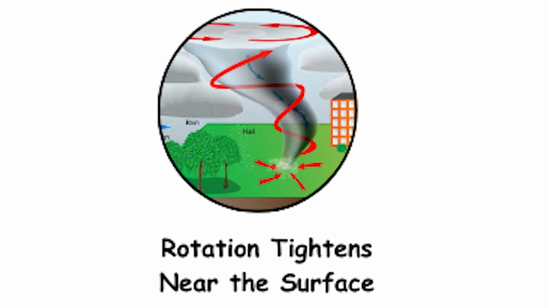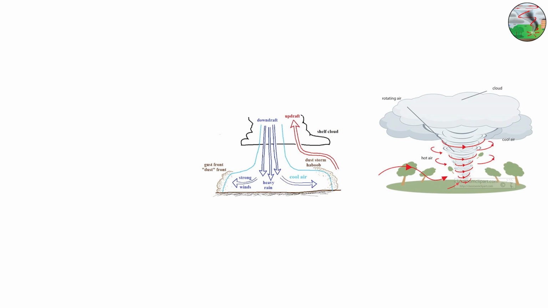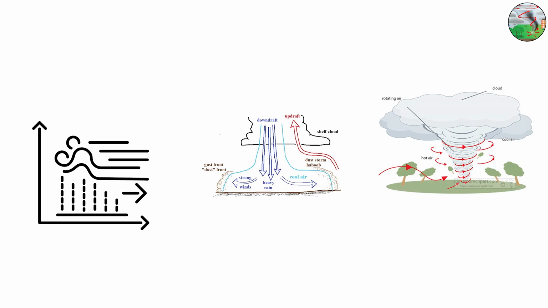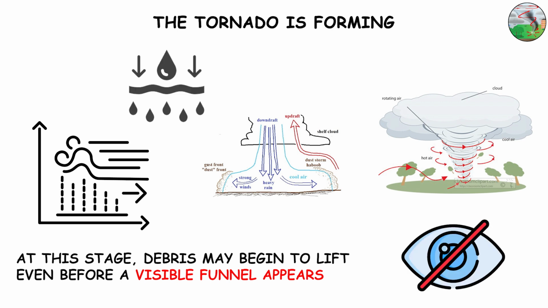Rotation tightens near the surface. As downdrafts focus the rotation downward, the spinning column narrows closer to the ground. Wind speeds near the surface increase rapidly. At this stage, debris may begin to lift even before a visible funnel appears. The tornado is forming, but it may still be invisible because moisture has not yet condensed.